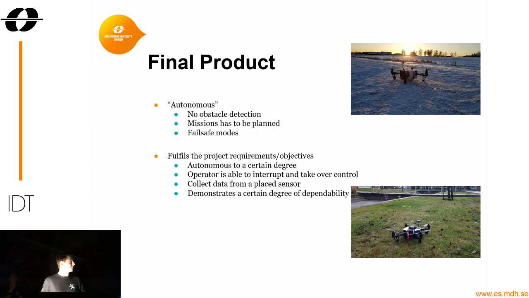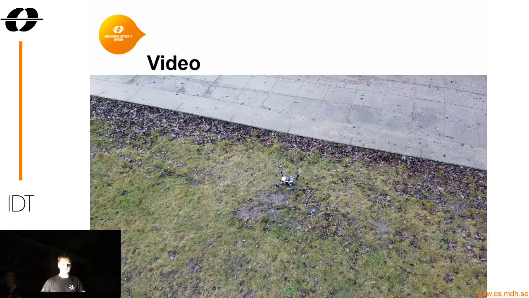So, summarized, the final product fulfills all the requirements and the objectives of the project. We are able to fly autonomously to a certain degree. We are able to take control manually whenever we want, as long as we have connection to the drone. We can collect data from a place sensor, and we can also demonstrate a certain degree of reliability and dependability. And now we have a video of one flight that we did that we will show.